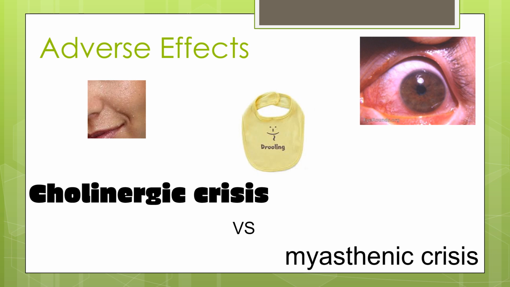So if your patient comes in and you don't know they have myasthenia gravis, and you don't know whether they're in a cholinergic crisis or a myasthenic crisis, what do you do? The best thing to do is to give them some neostigmine. If they get better, you know they're having a myasthenic crisis. If they continue to get worse, you know they're in a cholinergic crisis, and you give them the antidote.